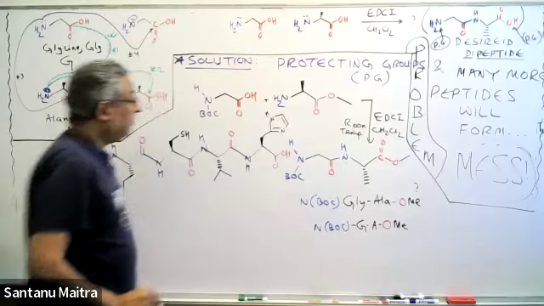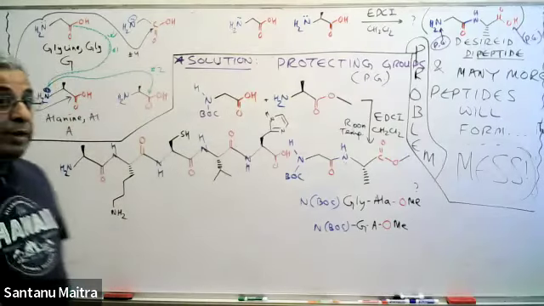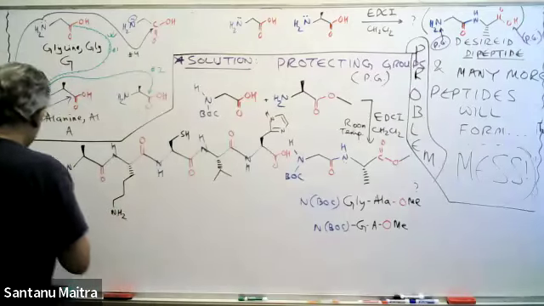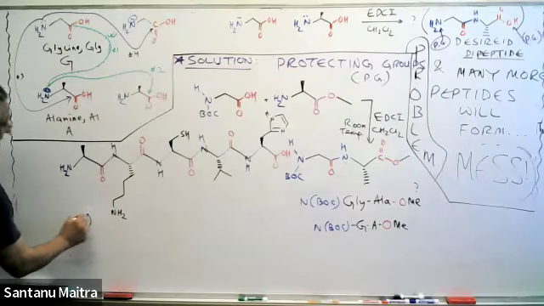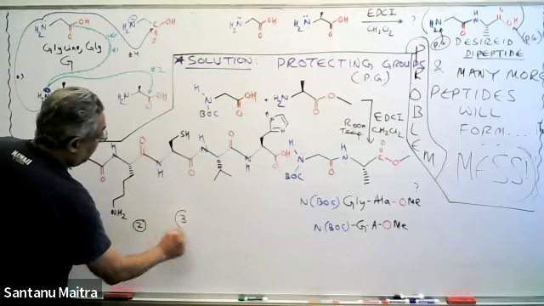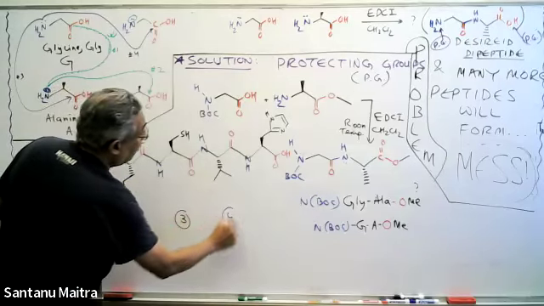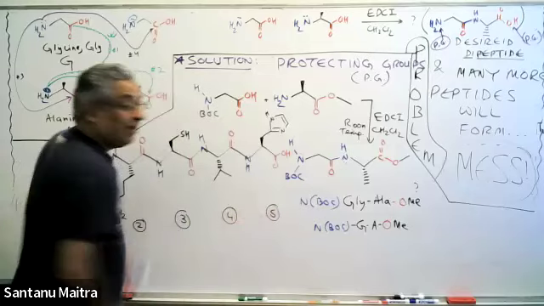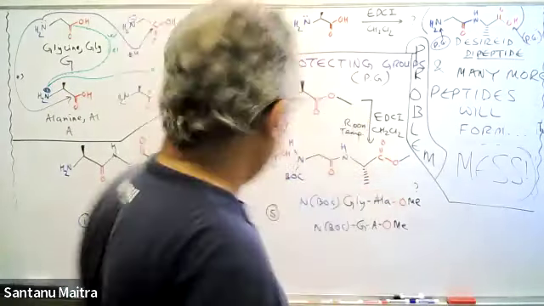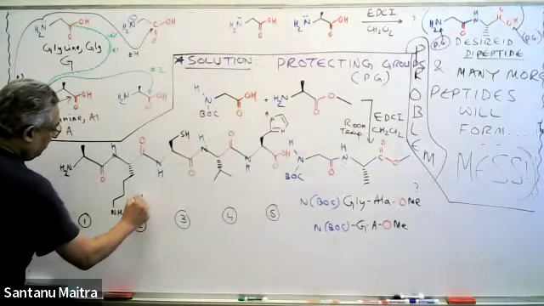That's histidine. Okay. So what kind of peptide is it? How many amino acids? 1, 2, 3, 4, and 5. It's a pentapeptide. It's a pentapeptide.